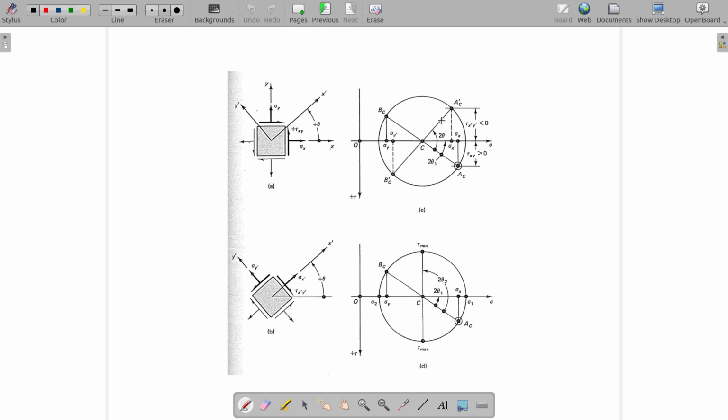Now the same is true for the B dash A dash line. So this is our rotated system. If we are rotating the coordinate system by an angle theta, we have to rotate this line by an angle 2 theta, and the new diameter drawn will represent the rotated coordinate system. So the x coordinate of A dash, which we got by rotating the line by an angle 2 theta, is nothing but sigma x dash, and the y coordinate will be taken as the shear stress, tau x dash y dash.